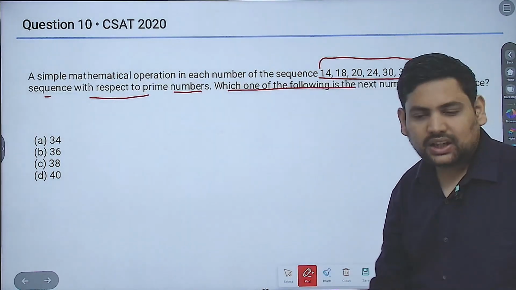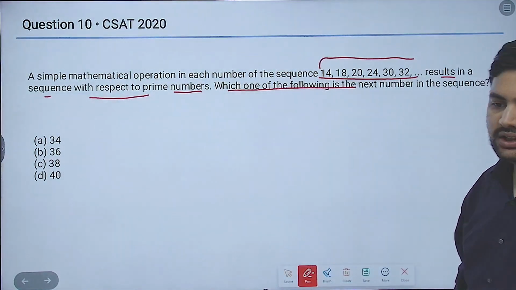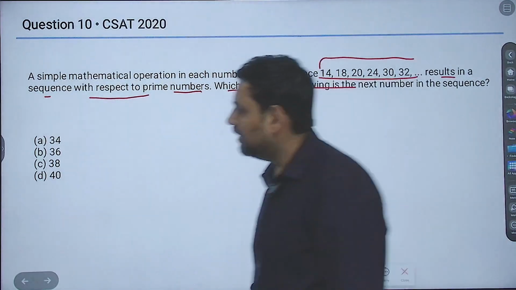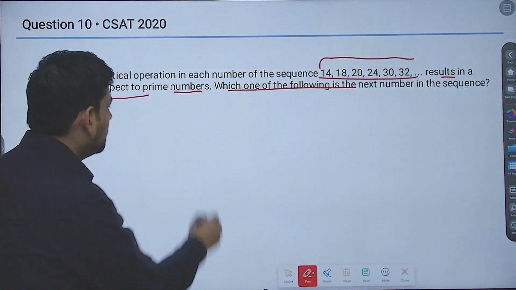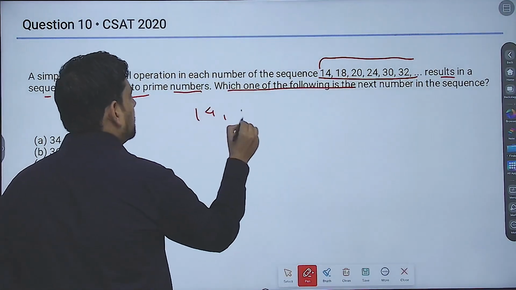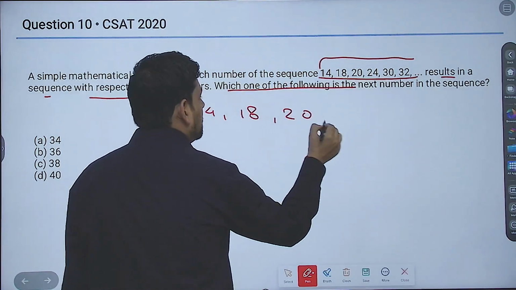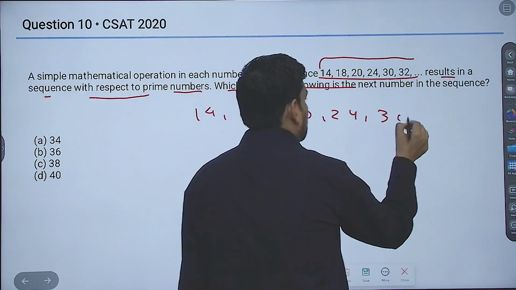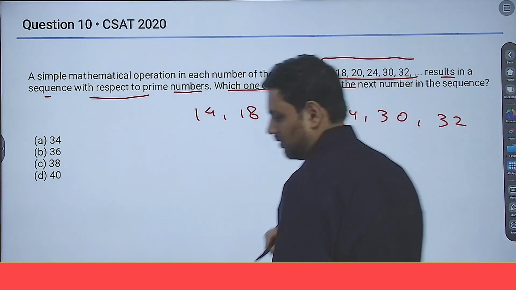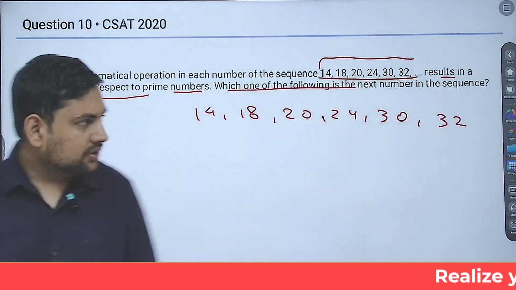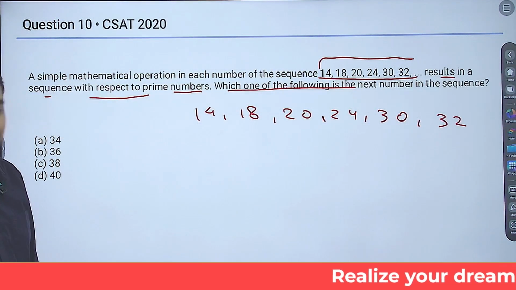So this is in some way related to prime numbers. This is a hint that is given in the question. Now you need to find the next number. Now see these numbers carefully: 14, 18, 20, 24, 30 and 30. Can you find out what may be the nearest prime numbers to them?